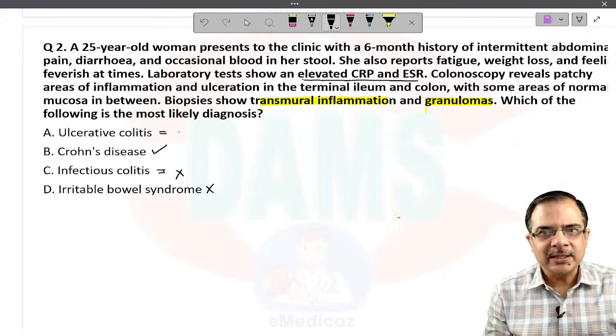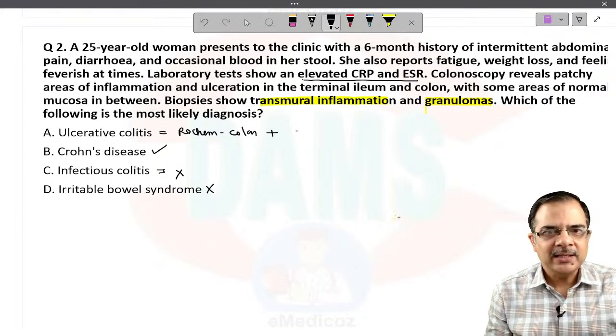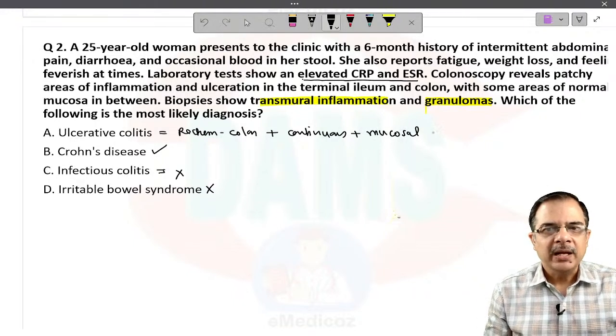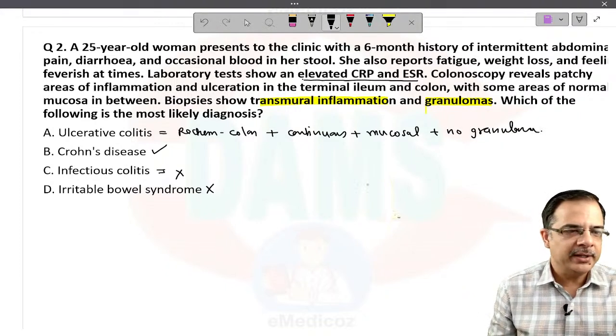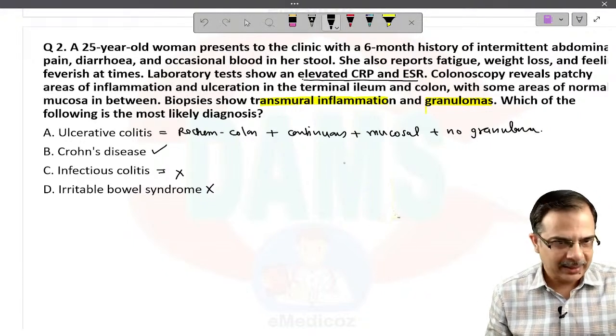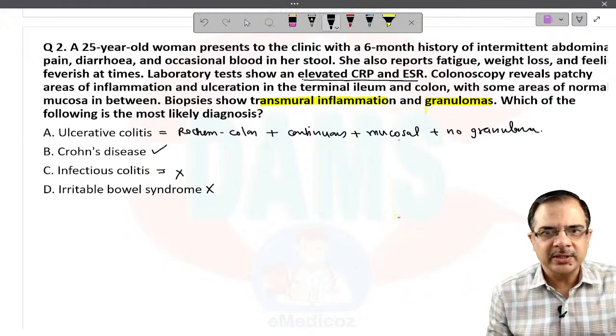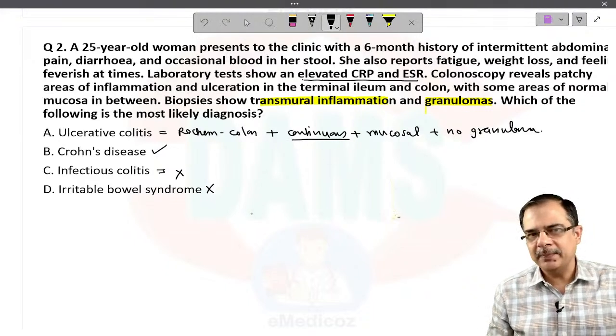In ulcerative colitis, number 1, the small intestine is not affected. It is basically the rectum or rectosigmoid which is affected, the lesions are continuous, and it is mucosal inflammation, and there are no granulomas. So this clearly differentiates ulcerative colitis from Crohn's disease. Yes, skip lesions are seen in cases of Crohn's disease. Here it is a continuous lesion which is present.